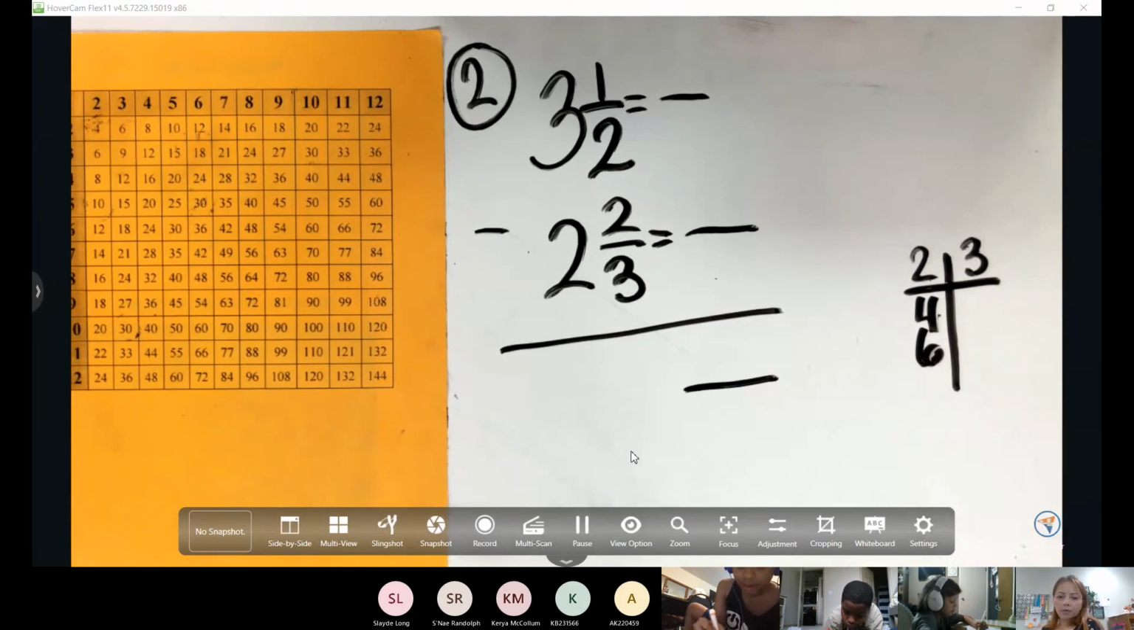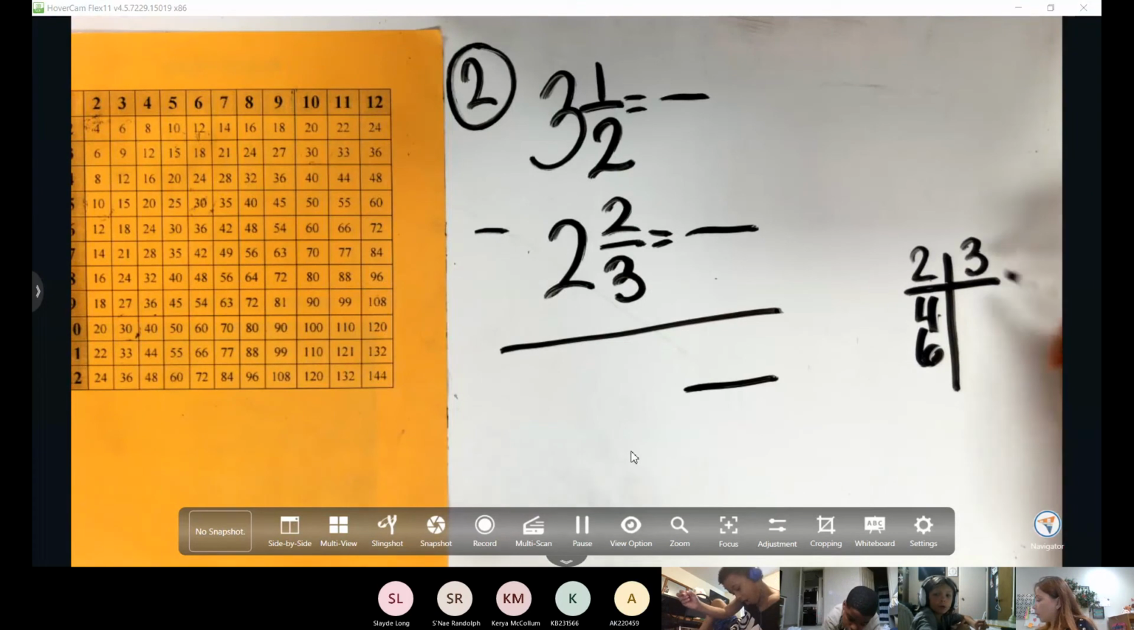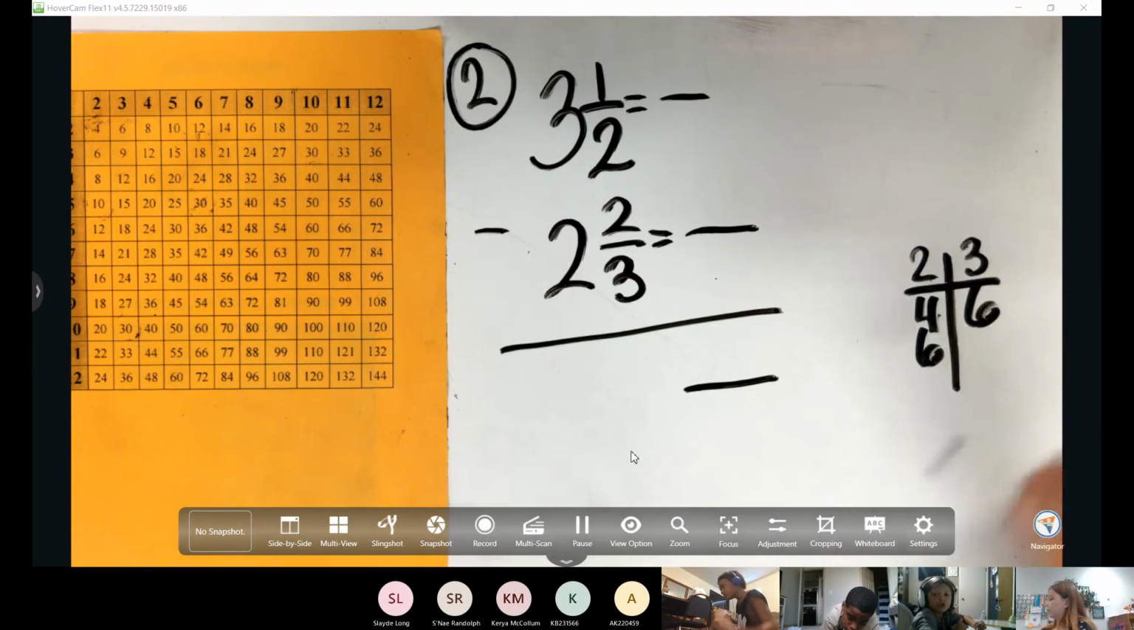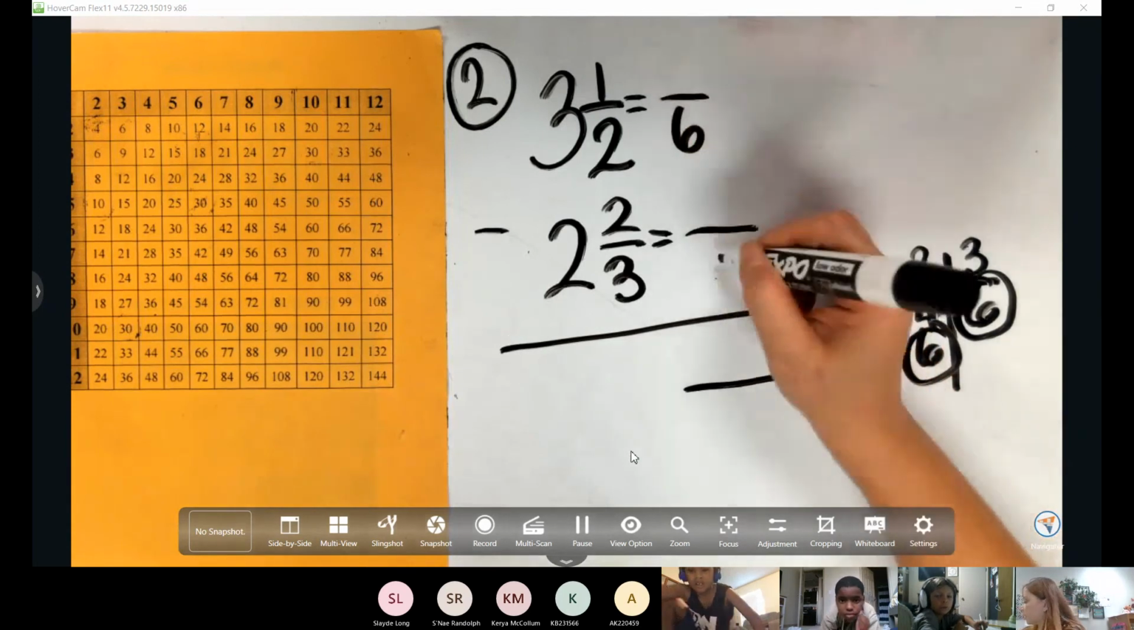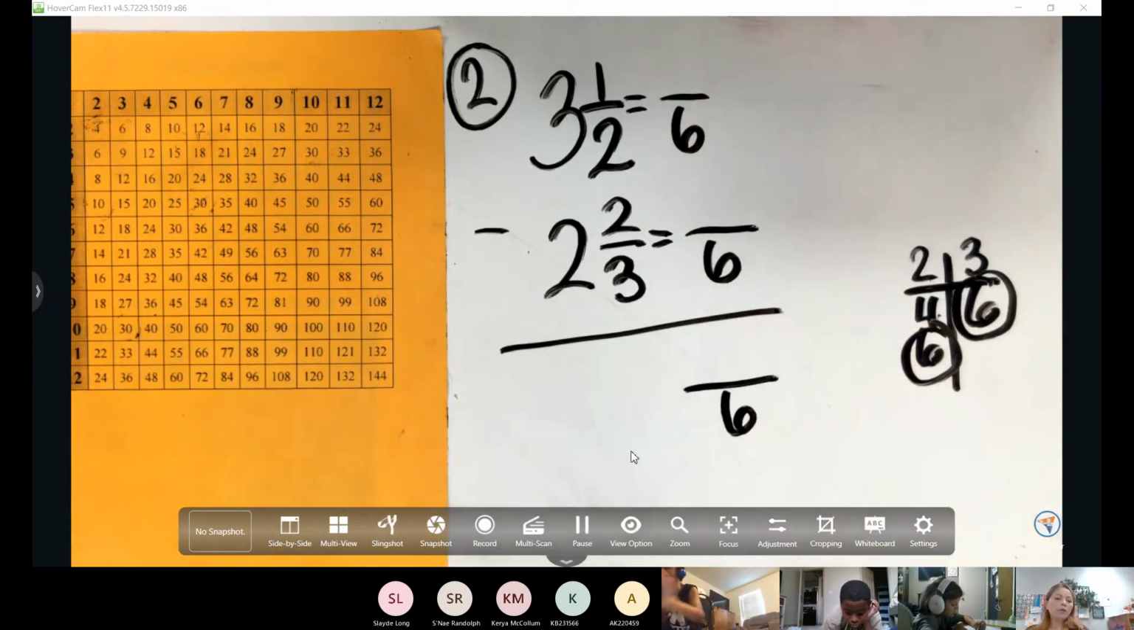Okay. What to do next? Then you can go to your 3 maybe. Okay. So we have 3, and then what's the next multiple? 6. There's 2 6s after 3, so now that we have our common denominator, which is going to be 6, we put it under all the lines. Perfect.